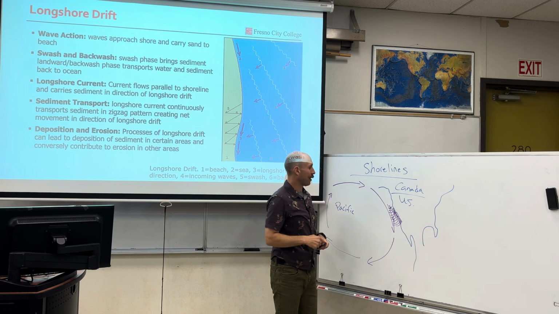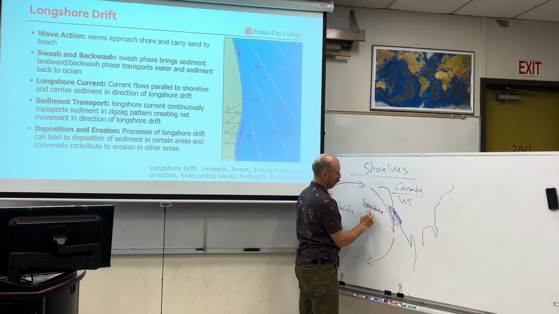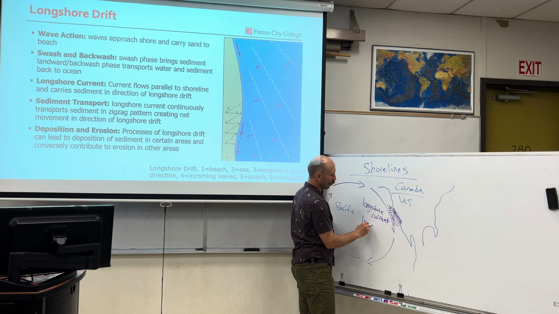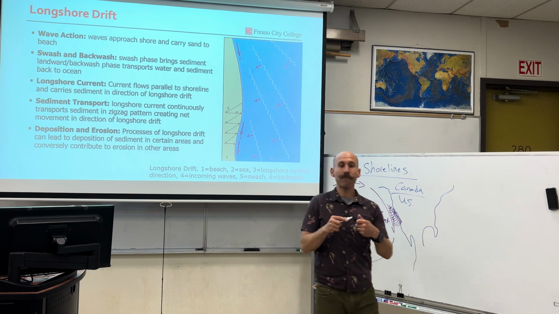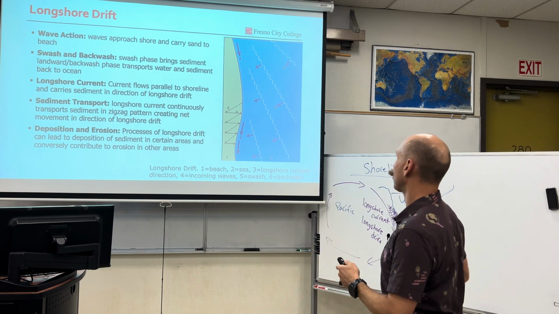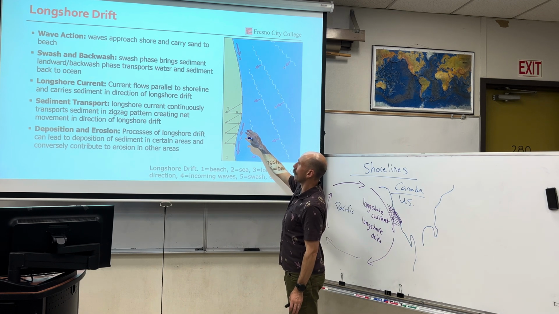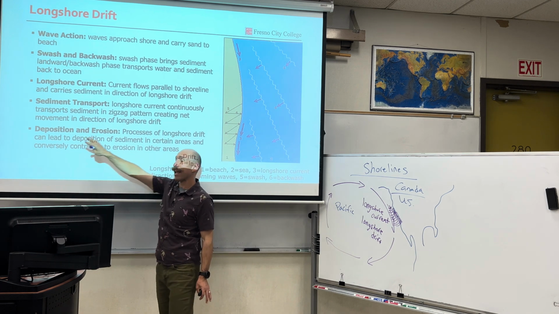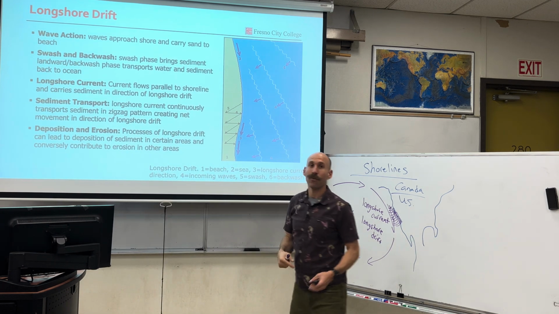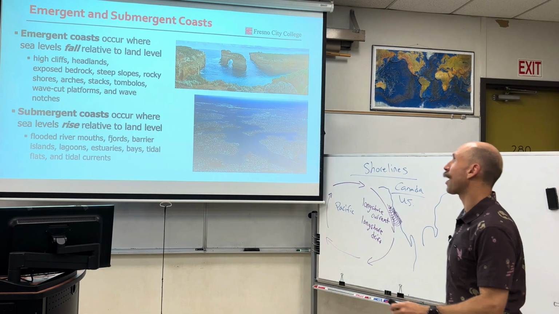So two things happening here. We have longshore current, which is the direction the waves are moving, and then longshore drift, which is going to be the movement of sand down the beach. Now, this movement of sand, longshore drift and longshore current, leads to sediment transport, both deposition and erosion of that sand, which create shoreline features. You got it.